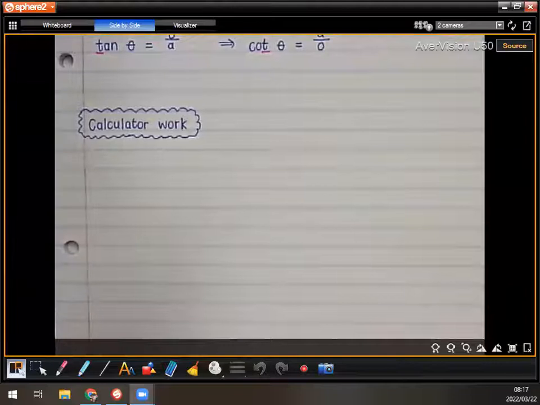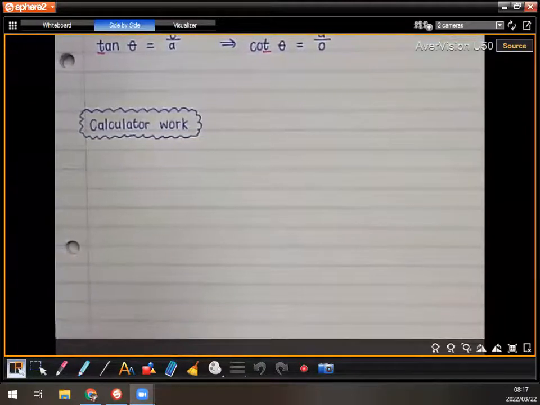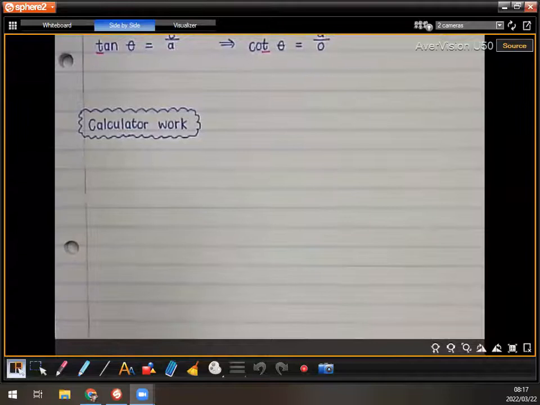Right, so calculator work, guys. We haven't actually worked with the calculator yet, but we do have to be able to work with calculators for trig. So can we please get our calculators out, everyone?